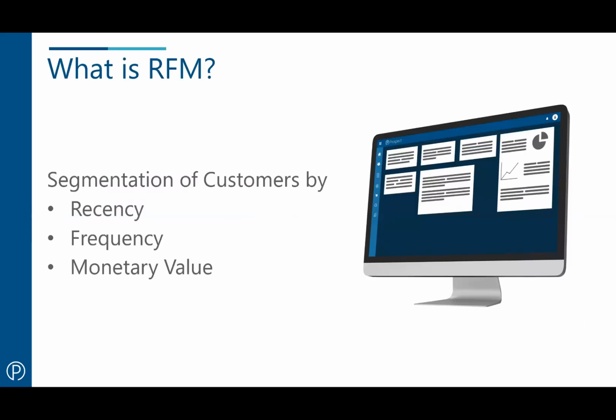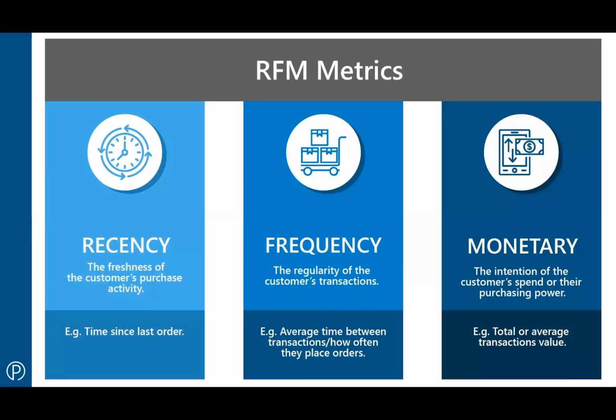So RFM is the segmentation of customers by recency, frequency, and monetary value. Recency is obviously a score of how recently they bought from you, and it's usually expressed and calculated as a ranking score of 1 to 3 or 1 to 5. Frequency is a score for how frequently they've bought from you, usually over a given period of time, so either over the last year or the last 2 years. And again, it's expressed as a rank or scoring from 1 to 3 or 1 to 5.